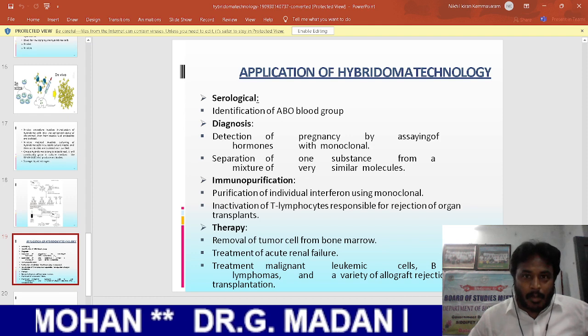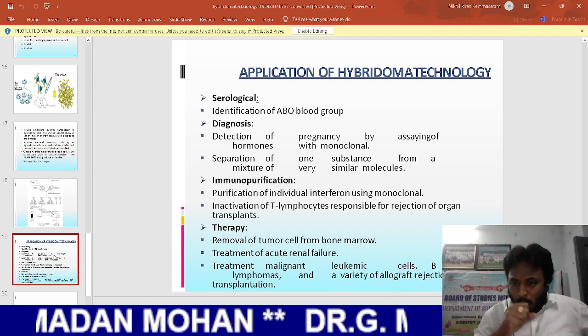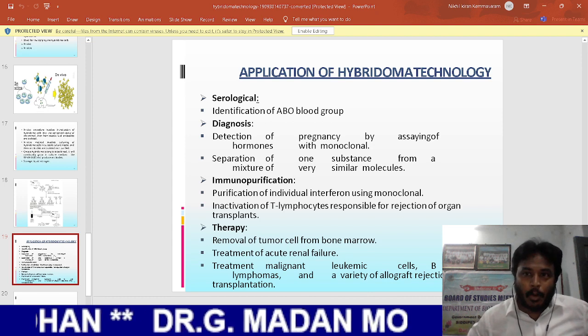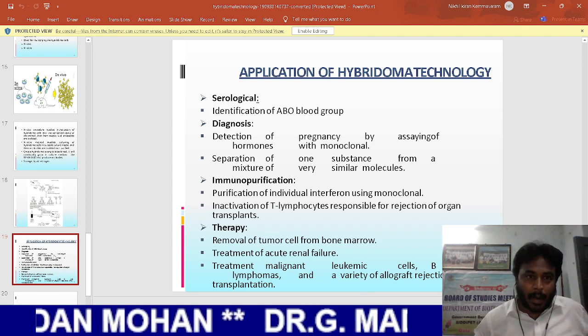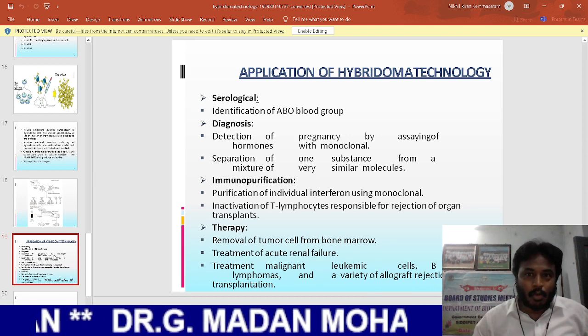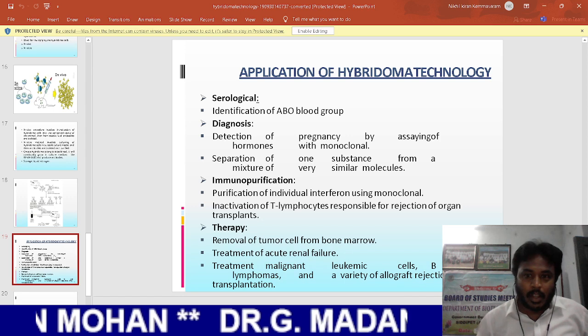So in this way we can produce high productive hybridoma cells. So this is part 1 of hybridoma technology. In the coming classes we will discuss production of monoclonal antibodies by using hybridoma technology.